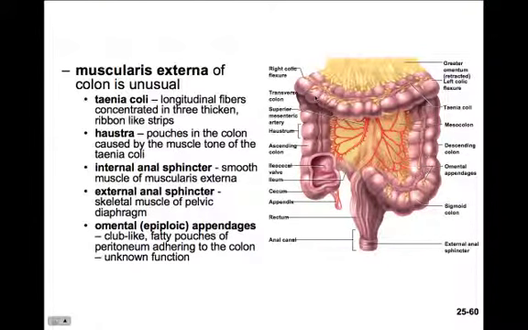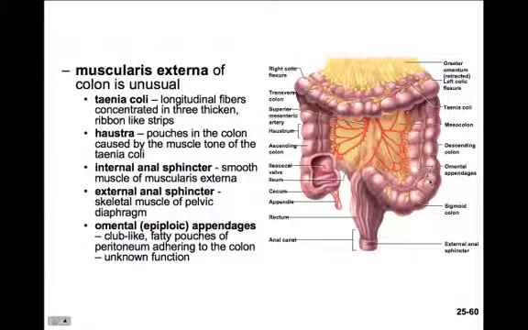The muscularis externa of the colon is pretty unusual. It has these longitudinal fibers that you'll see here down the center. They're called tenia coli. When the tenia coli contract, it causes these pouches here. They're called haustra, or haustrum for singular. The internal anal sphincter and the external anal sphincter work in a fairly similar means as the sphincters for the urinary bladder. There are also these omental appendages.